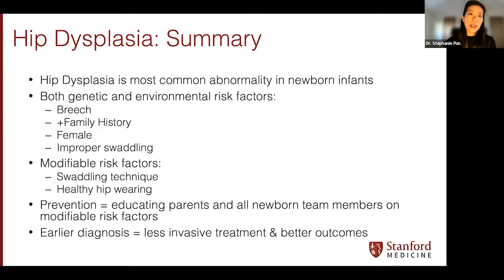So in summary, hip dysplasia is the most common abnormality in newborn infants, and there are both genetic and environmental risk factors that are associated with DDH, including breech position in the 3rd trimester, a positive family history, being female, and having improper swaddling early on in life. The modifiable risk factors include proper swaddling technique and healthy hip wearing for caregivers. So prevention of DDH includes educating parents and all newborn team members on these modifiable risk factors. Earlier diagnosis leads to less invasive treatment and generally better outcomes in adulthood.